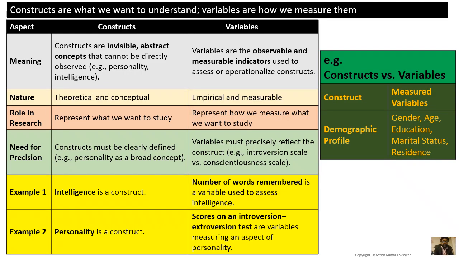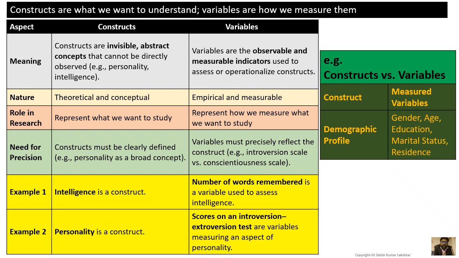Now on your screen you can see a table with different aspects, like meaning, nature, role in the research, and need for precision, and this table differentiates the meaning of constructs versus variables. On the right side of the screen an example is mentioned. If we talk about the demographic profile of any individual, it may be defined by gender, age, education, marital status, residence. These are a few examples.